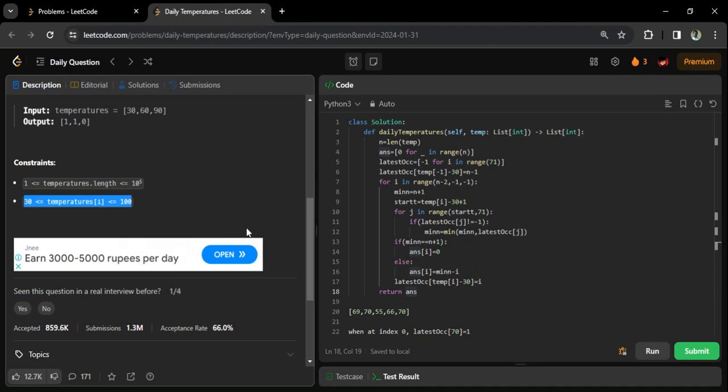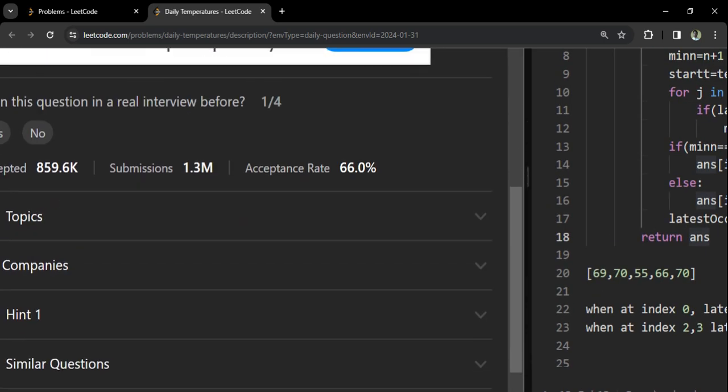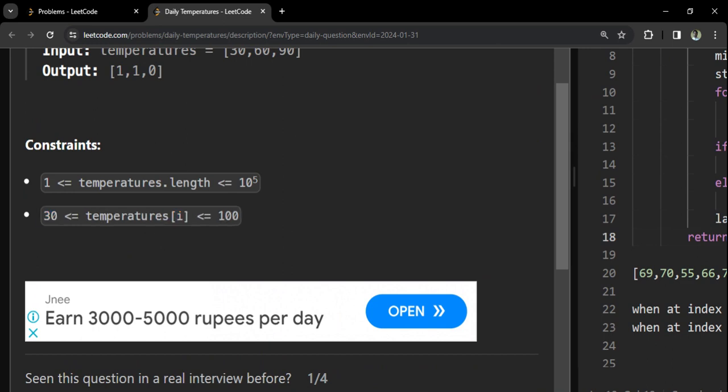So that's what I'm going to do. See, my approach is very simple. Try to understand this fact properly first. The idea here is the starting temperature is 30 and not 0, so you have to take care of that.